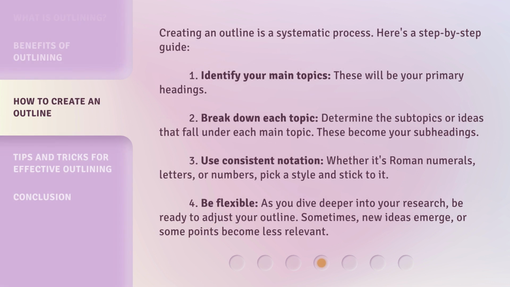Creating an outline is a systematic process. Here's a step-by-step guide. 1. Identify your main topics. These will be your primary headings. 2. Break down each topic. Determine the subtopics or ideas that fall under each main topic. These become your subheadings. 3. Use consistent notation. Whether it's Roman numerals, letters, or numbers, pick a style and stick to it. 4. Be flexible. As you dive deeper into your research, be ready to adjust your outline. Sometimes, new ideas emerge, or some points become less relevant.